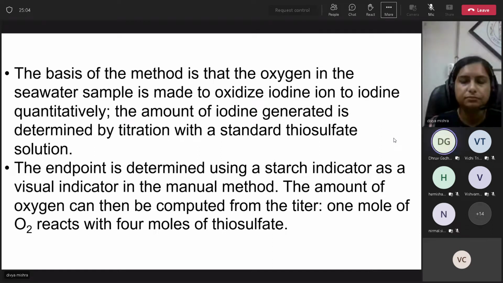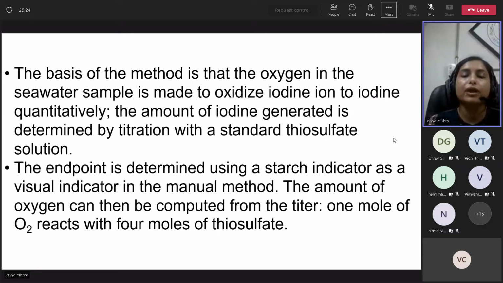Iodine, ma'am. Iodine violet. So your solution will develop a violet or blue color initially, and then when you start titrating it with standard thiosulfate solution, it should get clear. Okay, so this will be the color change.